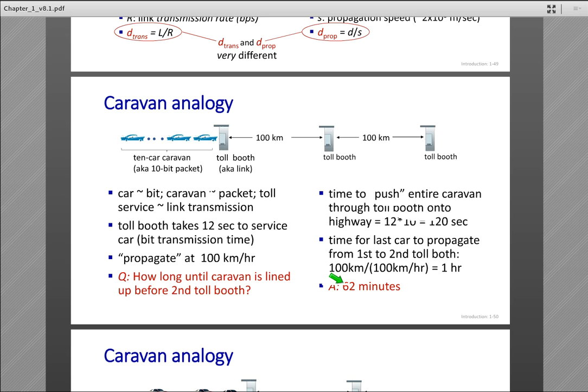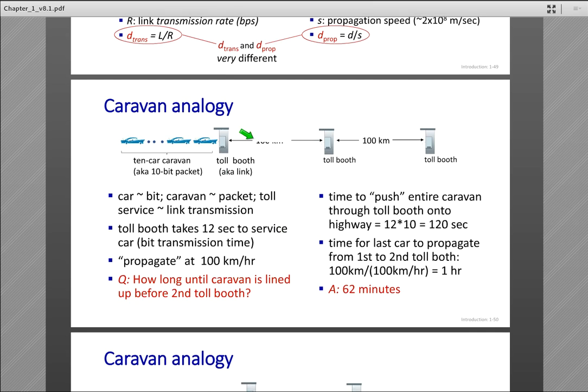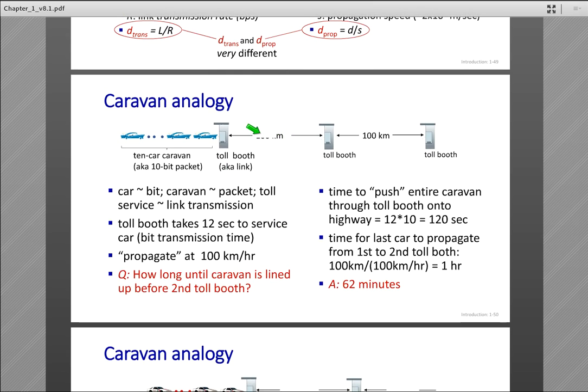So totally we need 62 minutes to pass this caravan from this highway. 60 minutes for each car to pass the highway, and 2 minutes to pass this gateway, the first gateway. So totally we need 62 minutes for this.